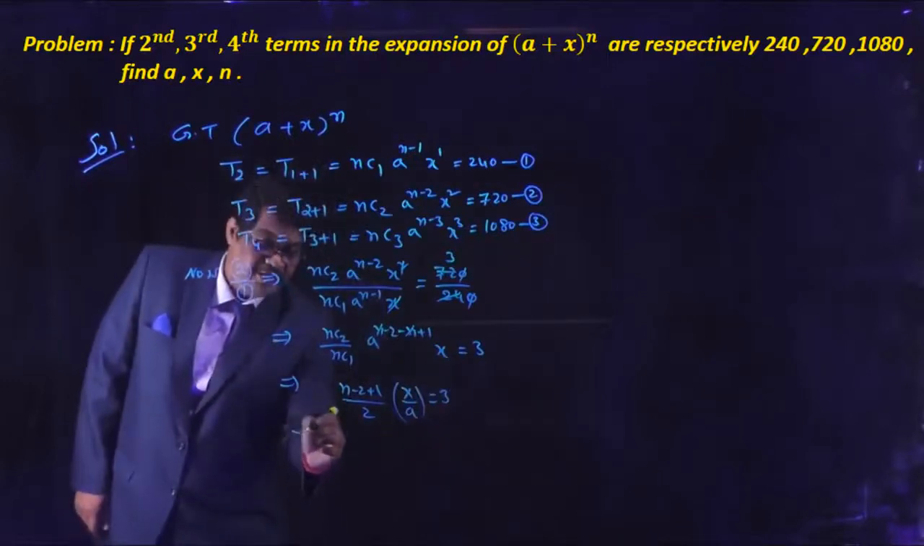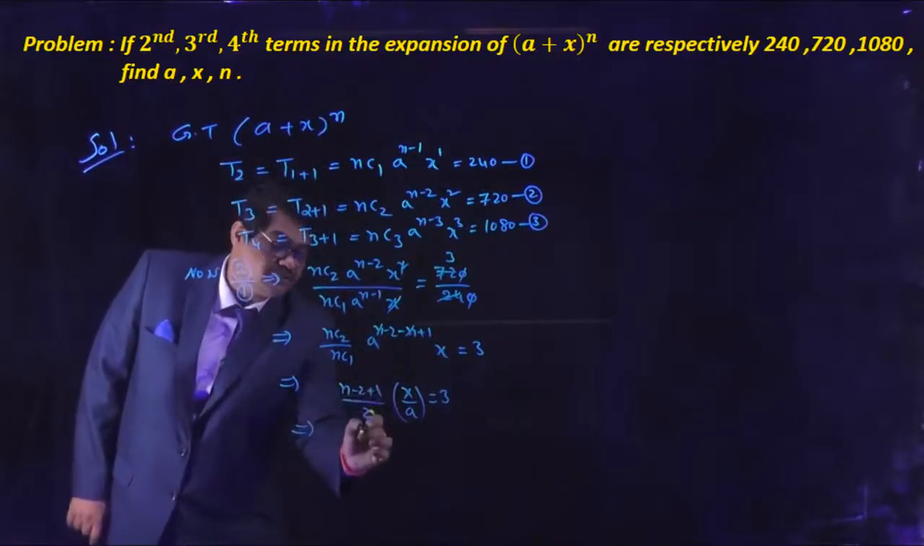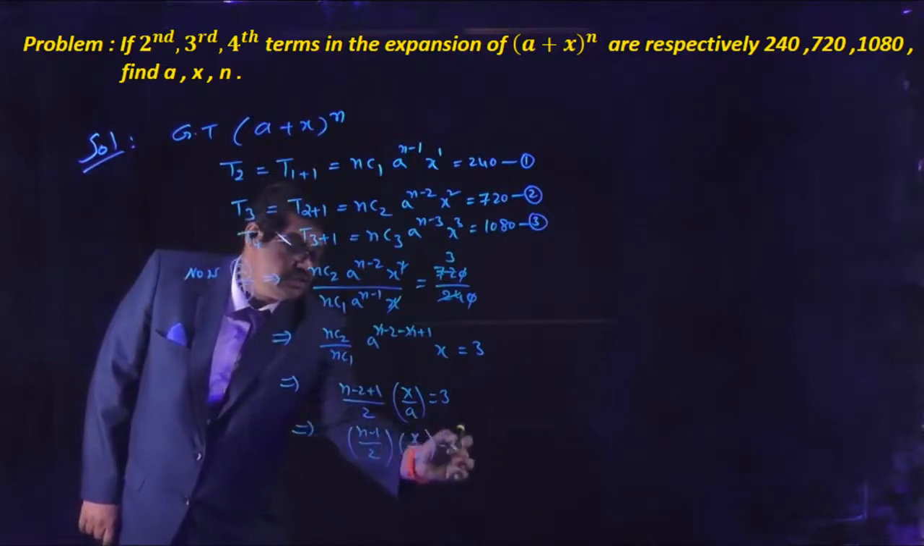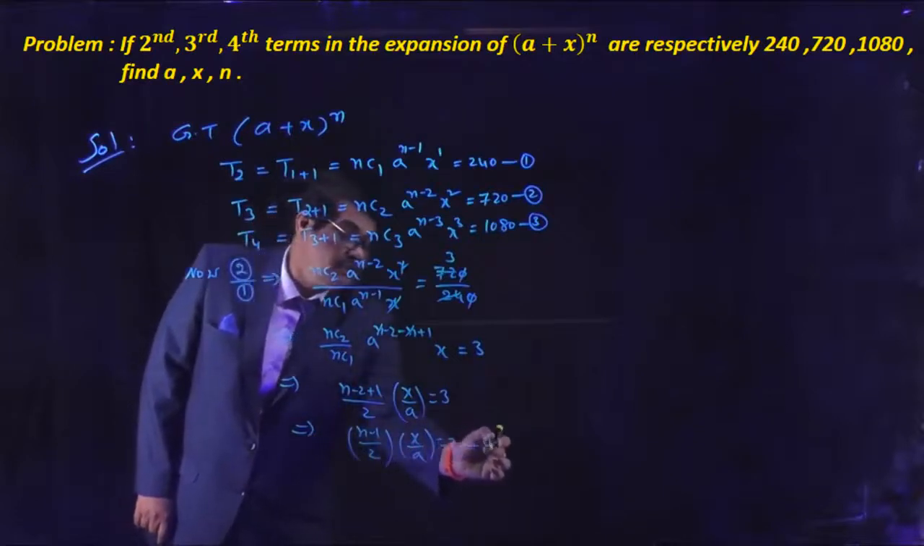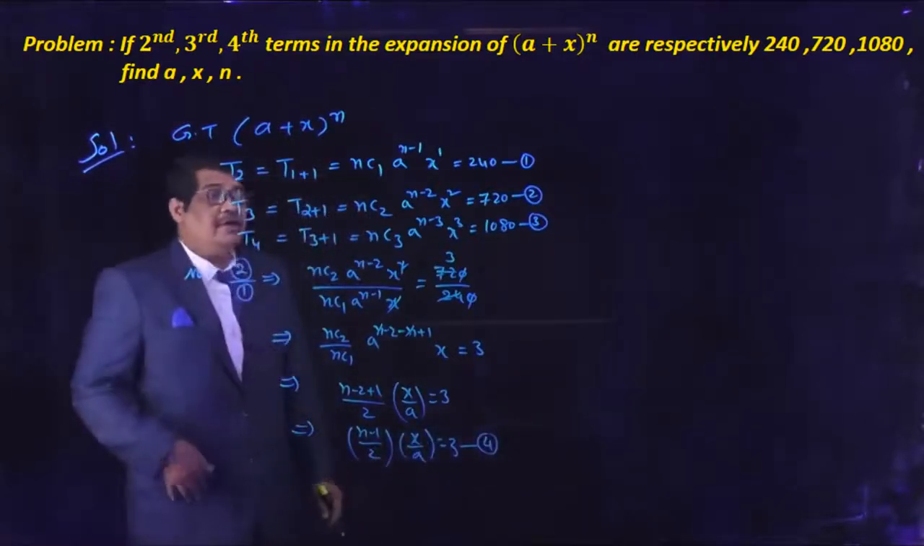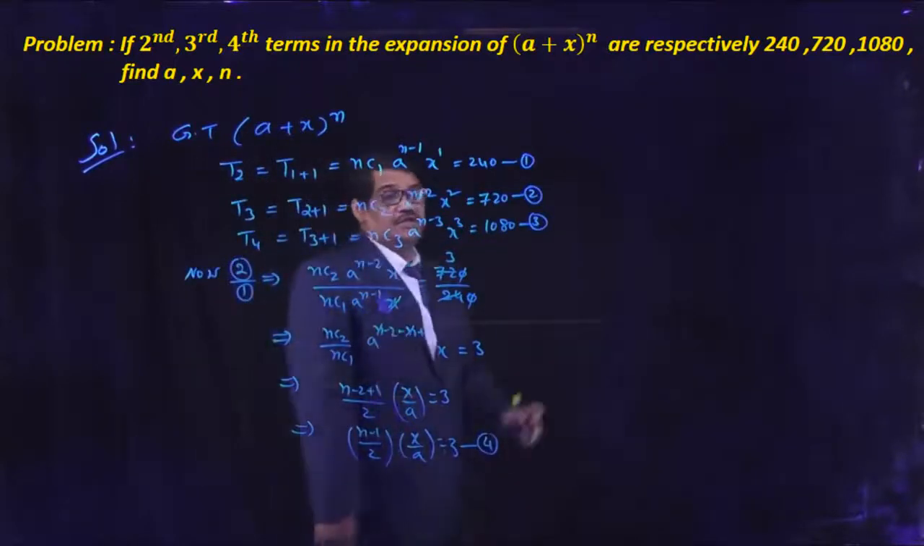That can be written as (n minus 2 plus 1), that is (n minus 1)/2 into x by a is equal to 3. That is equation 4. Now we are writing another two relations.